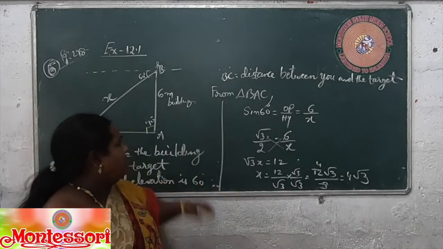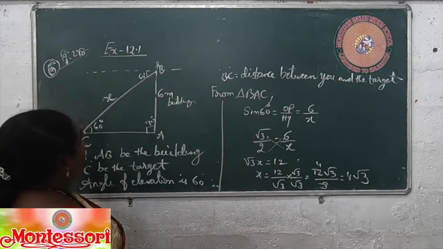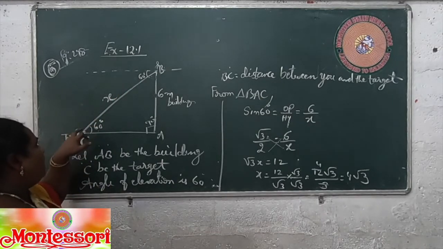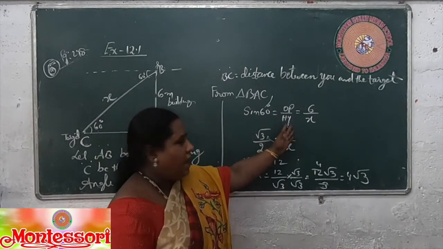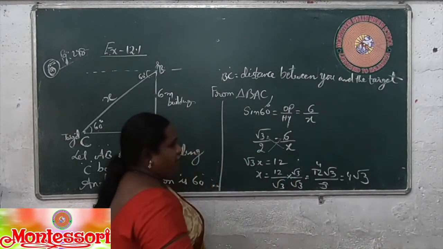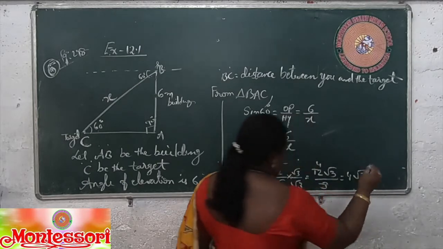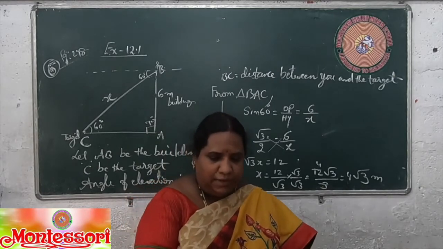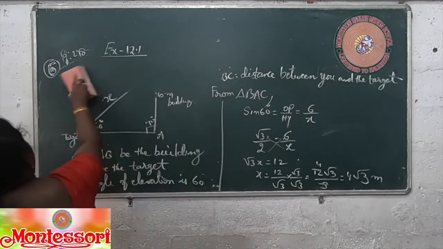So once again I am saying, children, AB is the building. We are shooting from the top of the building, so that's why the angle of depression is 60 degrees and the target is on the ground at C. Now the distance between you and the target is x. To find that, I used sine, and by using this I got the distance as 4 root 3 centimeters. So finally you should write: therefore, the distance between you and the target is 4 root 3 meters. Okay, now we'll go to 7th sum. So very easy.